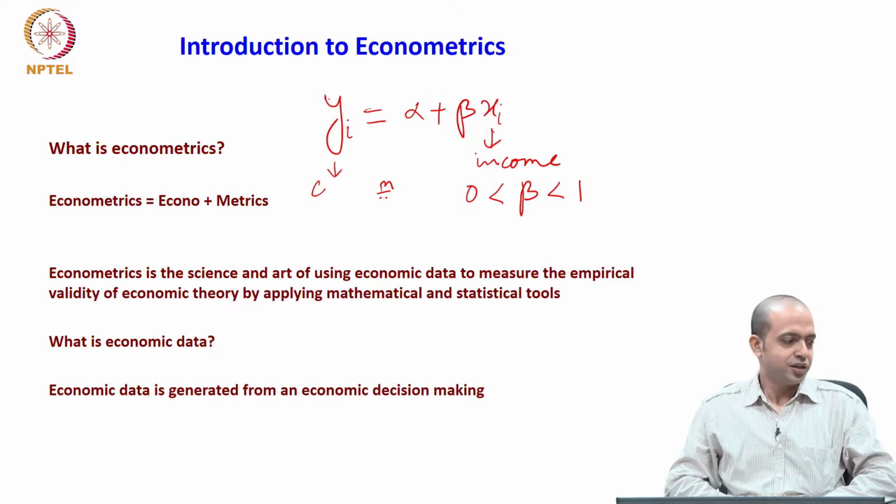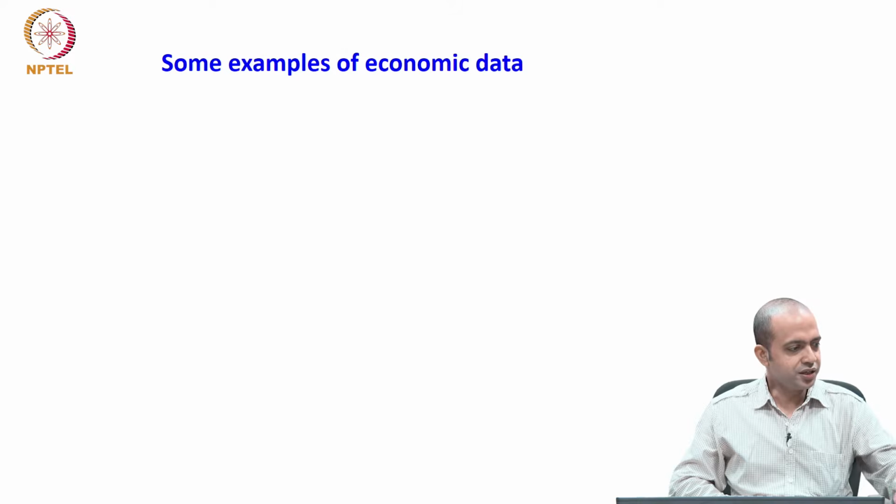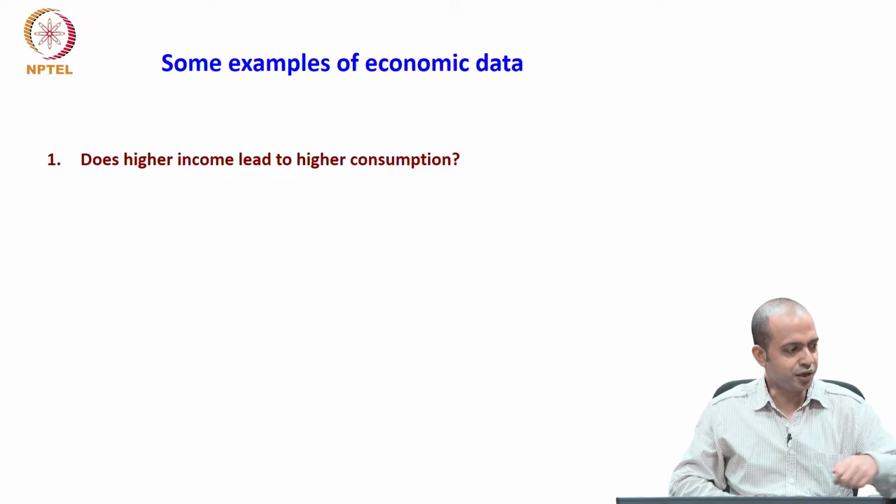That is why the complete definition of econometrics says that econometrics is the science and art of using economic data to measure the empirical validity of economic theory by applying mathematical and statistical tools. This is the complete definition. Now we will see some examples of economic data, right. So, these are some examples of economic data.